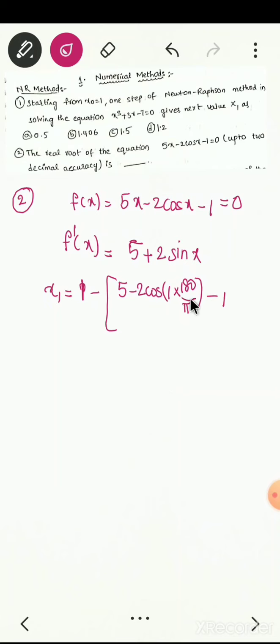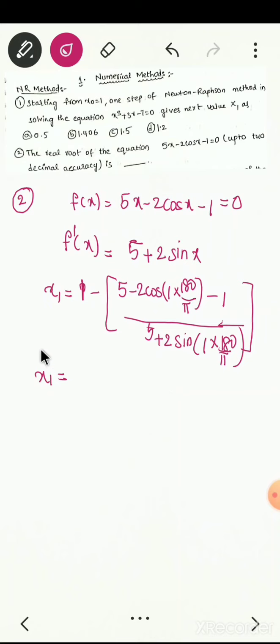Then minus 1, divided by, what am I getting? 5 plus 2 sin 1. I cannot substitute sin 1 directly, because sin of 1 into 180 by pi is correct. If I substitute sin 1 directly, that will be wrong. First I have to convert radians to degrees. Now x1 will become, you just solve, I am getting it as 0.56315. Hope you are getting it.